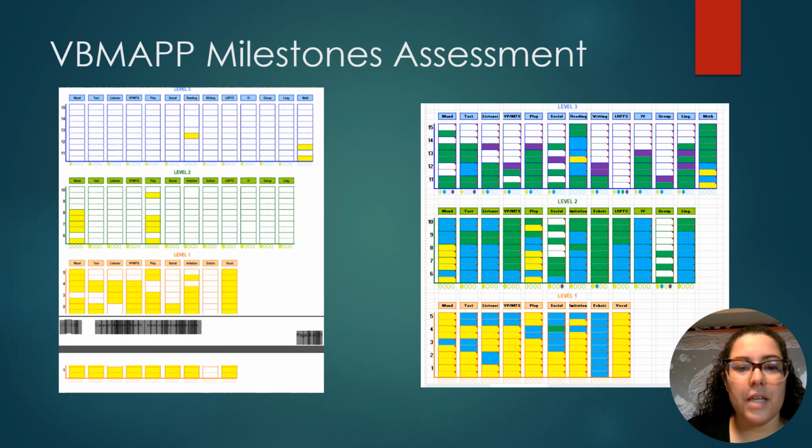On this slide, we can see the client's VB-MAPP milestones assessment. The first one on the left shows the initial assessment done in February of 2023, where the client scored a total of 36. The one on the right is his current one that was done in July, about 18 months later, and he scored 135. In the beginning, he had some deficits and was mainly completing in level 1, where now we are looking at completing in level 3.